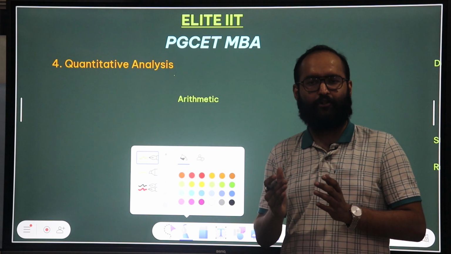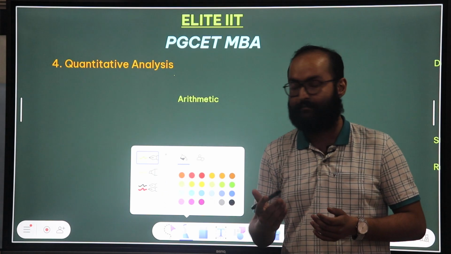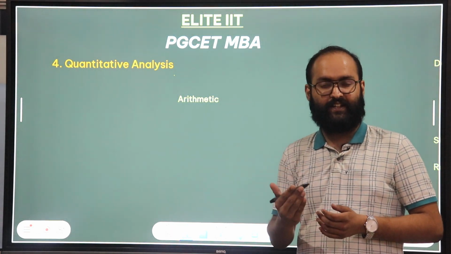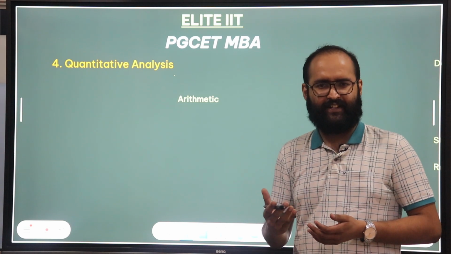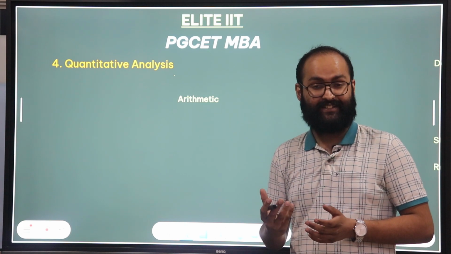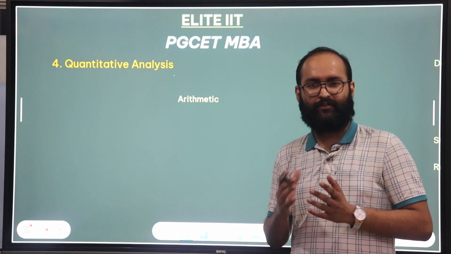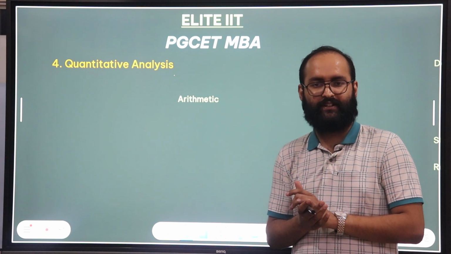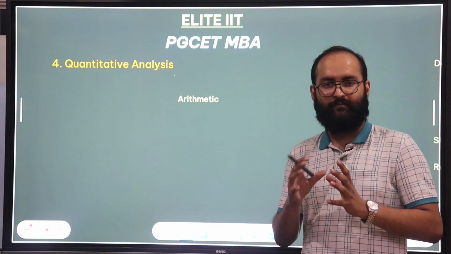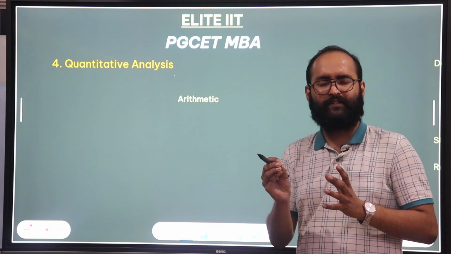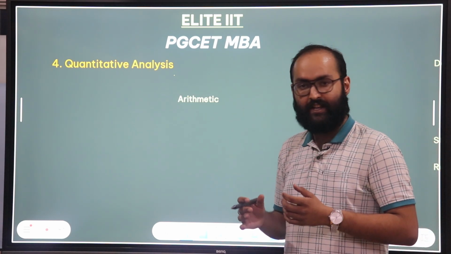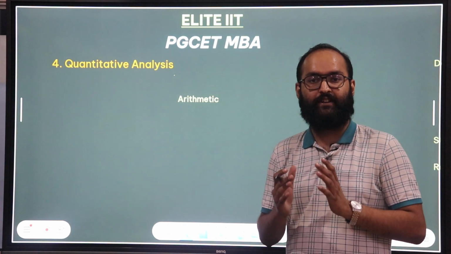It consists of many topics. For example, number system, HCF and LCM, profit and loss, discount, percentage, average, various stuff. Problems related to ages and so on. Simple interest, compound interest, there are so many things in arithmetic, right? So in PGCET MBA, all these topics will be there, a mixture of this and that. A few may be excluded some year, a few are included some year. So it's a very important, very broad topic of quantitative analysis.